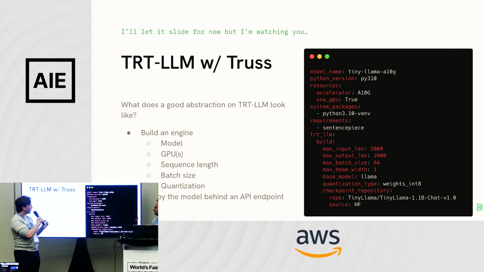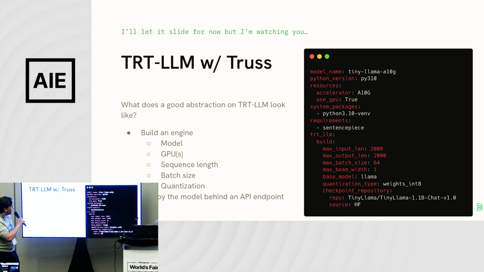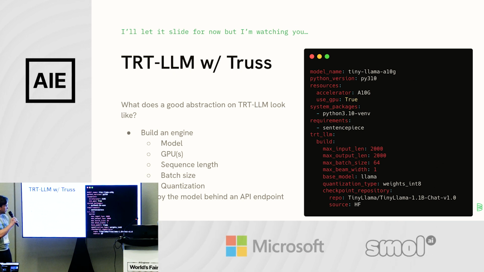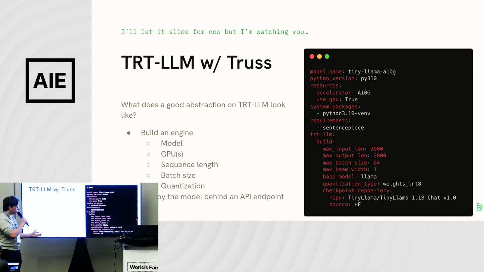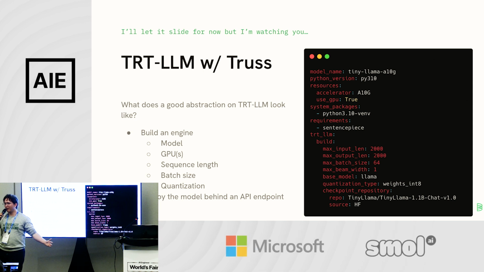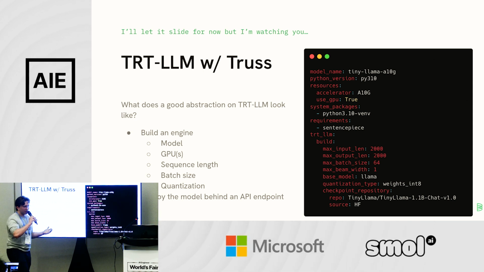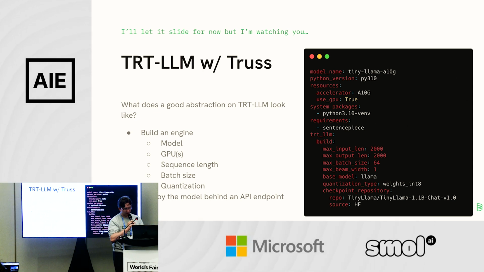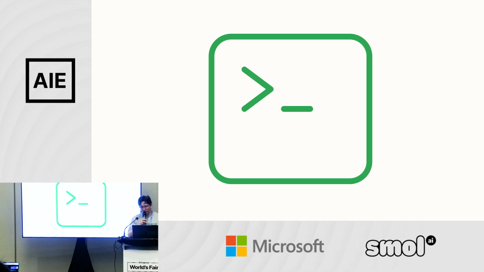and so for those of us who are not cracked software engineers, and even for those who want to get things done quickly, we want to have a great abstraction. What does that abstraction need to be able to do? It needs to be able to build an engine. And that engine needs to take into account what model we're going to run, what GPU we're going to run it on, the input and output sequence lengths, the batch size, quantization, any of the other optimizations we want to do on top of that. And then we also want to not just grab that and run it in the GPU pod somewhere, we actually want to deploy it behind an API endpoint so that we can integrate it into our product and stuff. So I'm going to show how to do that.